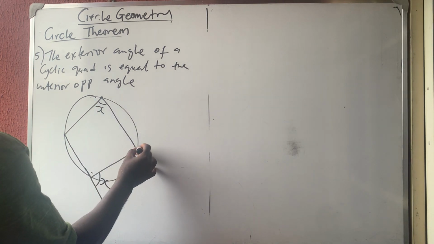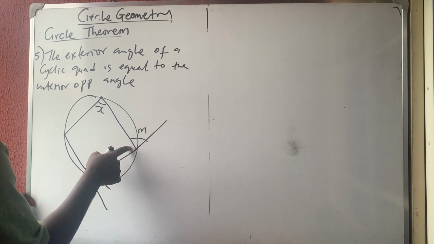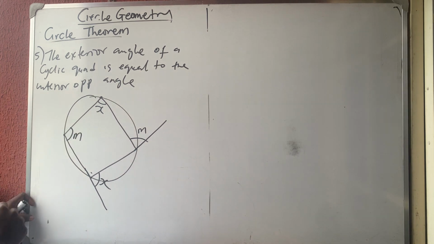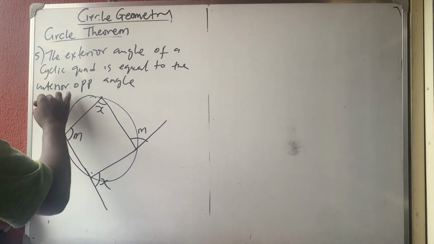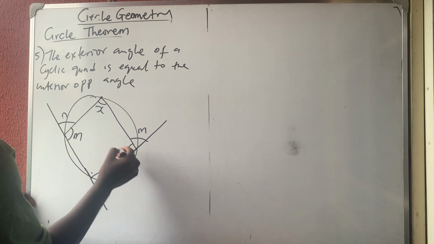Now if I extend this one like this and here is m, here is not equal to this one close to it, it is equal to the opposite one. So if here is m, here is m. Okay, so if I extend this one like this and maybe here is n, if here is n, automatically the one opposite it is what?